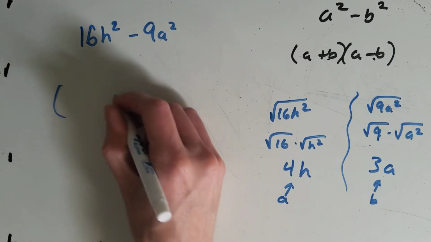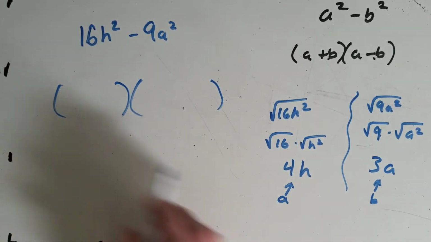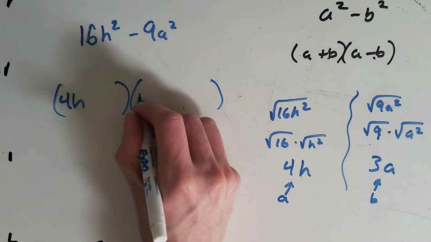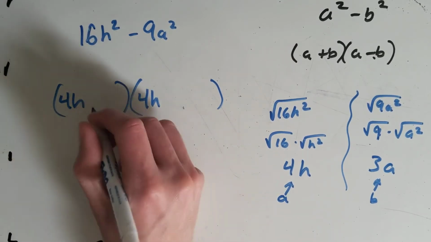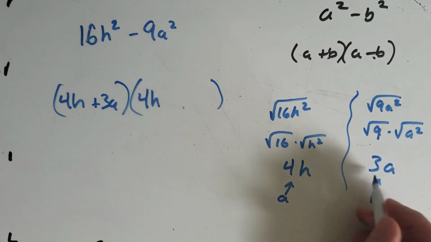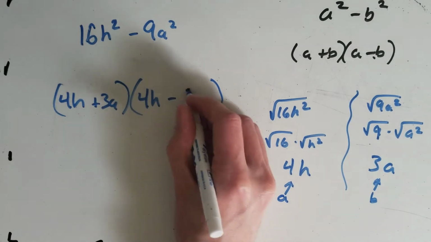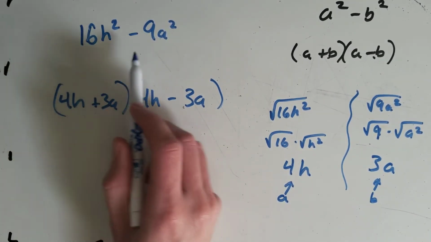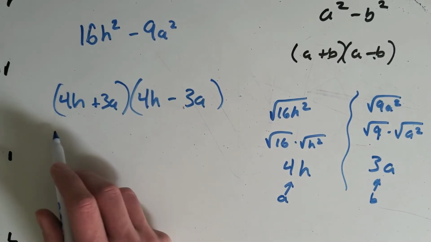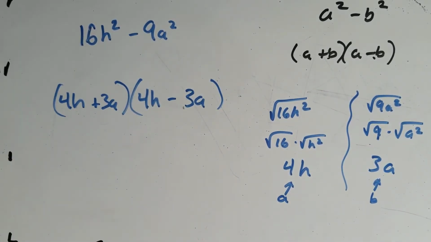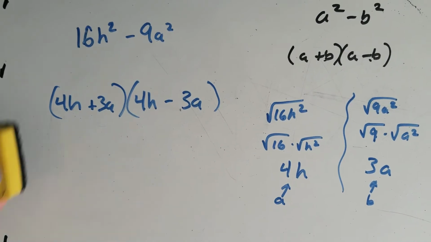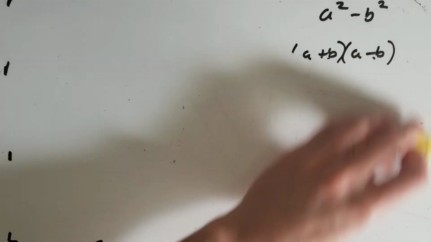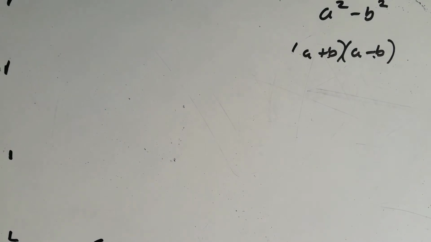So this would factor to, well, your a is 4h, so 4h, 4h, and your b, you're going to add one of your b's. Our b is 3a here, so you're going to add one, and you're going to subtract one. So this is the factored form of our 16h squared minus 9a squared. So here we are factored out. All right, let's look at a couple more, then you'll try some on your own and see how you feel with them. So our next one, we have 121 minus 4b squared.